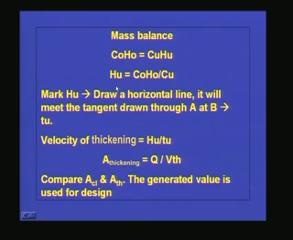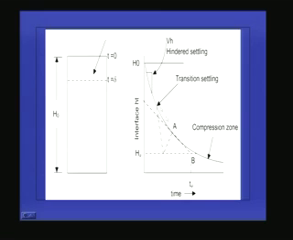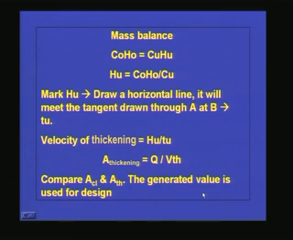So, HU is available. Then what do we have to do? This is your HU, so mark it. Then draw a horizontal line through HU, and we will get a point where the tangent drawn through A meets this horizontal line, say B. From B drop a perpendicular that will meet your time axis at TU. So, this is the time required for that much of sludge thickening to take place.